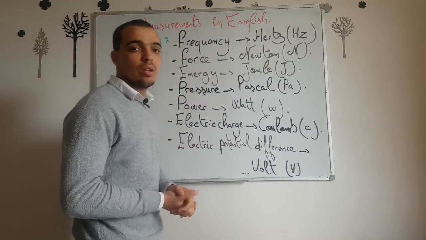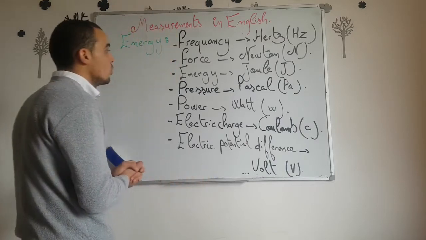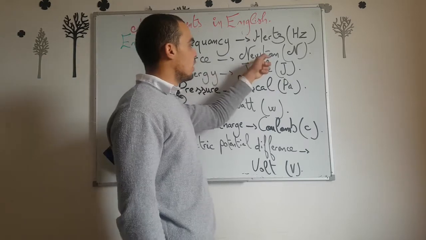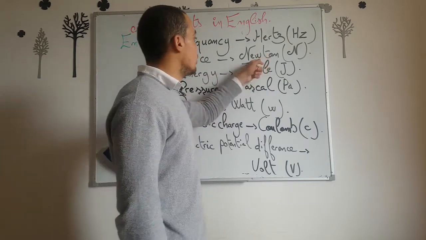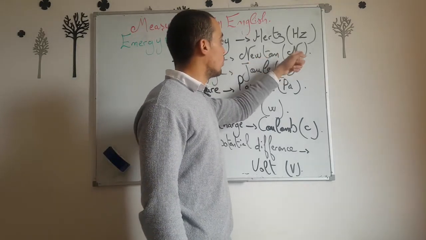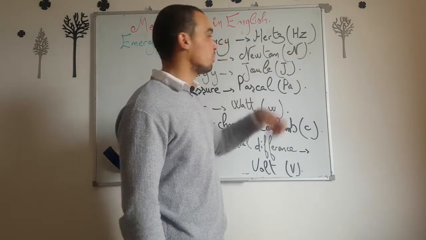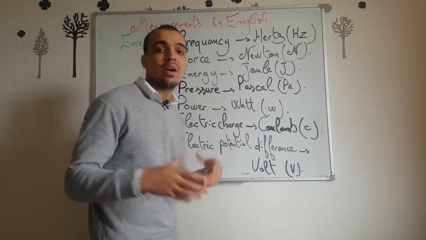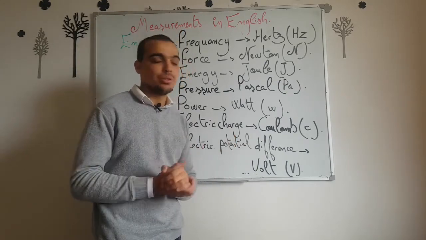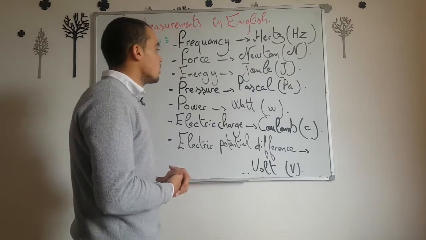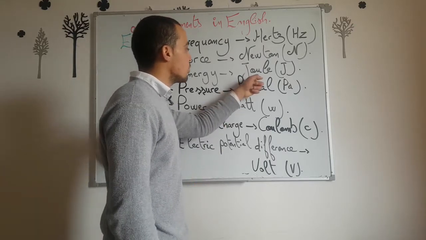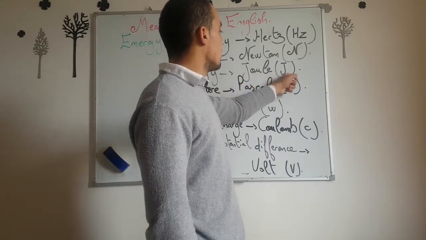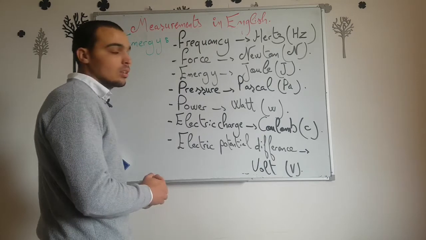Then we have the force, and the unit used to measure force is called the Newton, and its symbol is N. We have also energy. How can I measure energy? It is usually measured using the joule, and this is the symbol, the J.